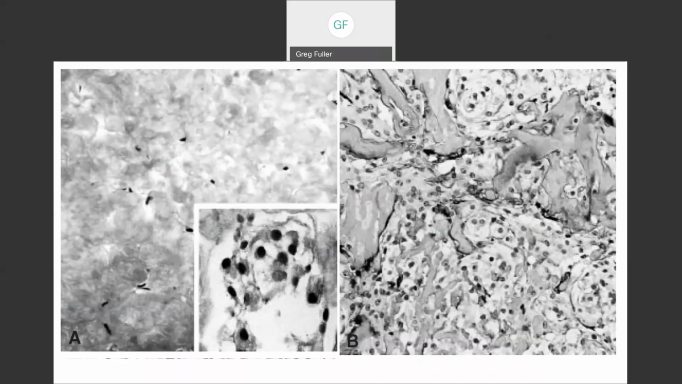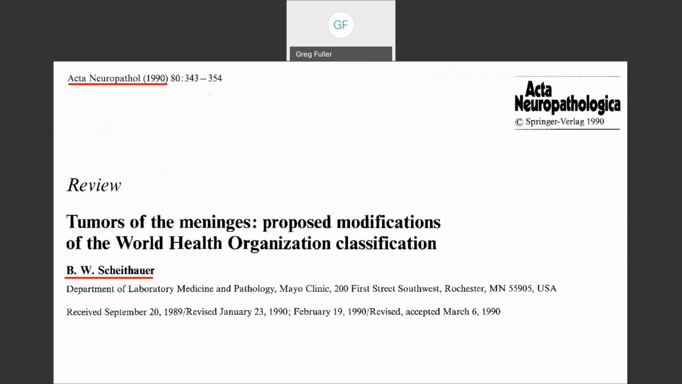Bottom line, look at the panel on the left. There's a high power showing you clear cells. But if you look at that panel on the left, that's all solid collagen. Look how many meningioma cells you see there. Maybe 6 to 10.